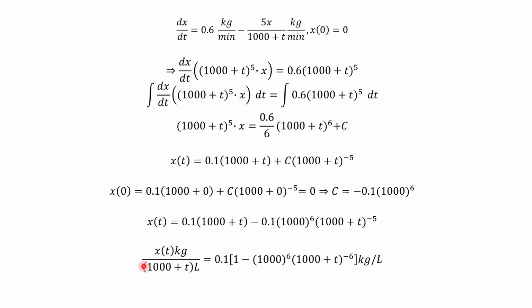We need to just divide that by our volume to give it a concentration. So this is our answer. This is a function that gives us the concentration of the salt at a given time t, based on the output rate being 5 liters per minute this time around.